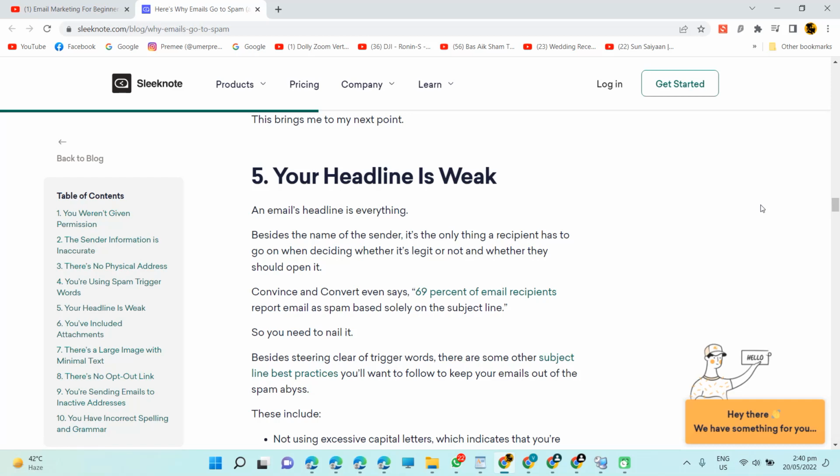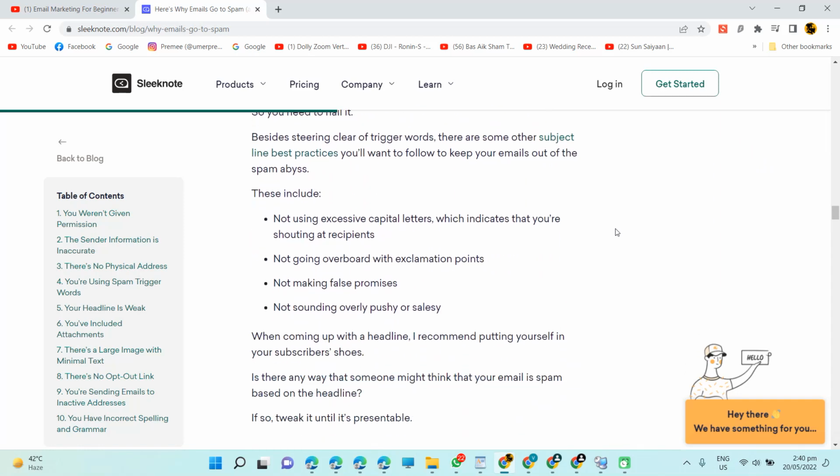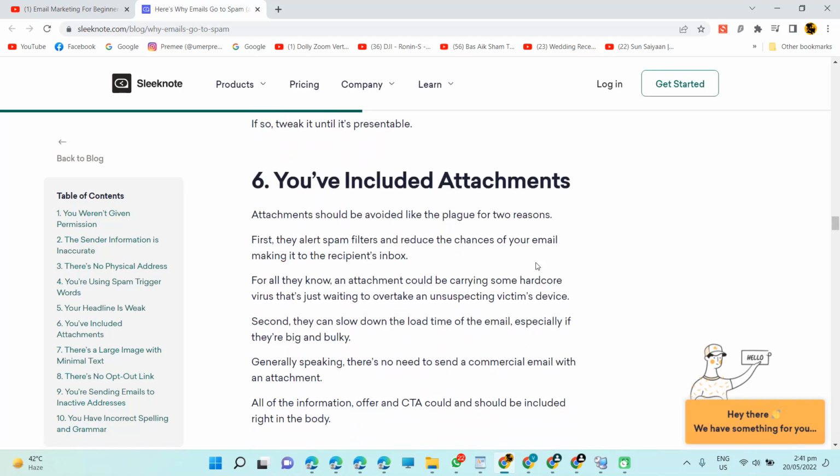there are some other subject line best practices you will want to follow. Keep your words out of the spam folder. Not using excessive capital letters, which indicates that you are shouting at the recipient. Not going overboard with exclamation points. Not making false promises. Not sounding overly fussy and salesy. When coming up with the headline, I recommend putting yourself in your subscriber's shoes. Is there any way that someone might think your email is spam based on the headline? If so, tweak it accordingly.